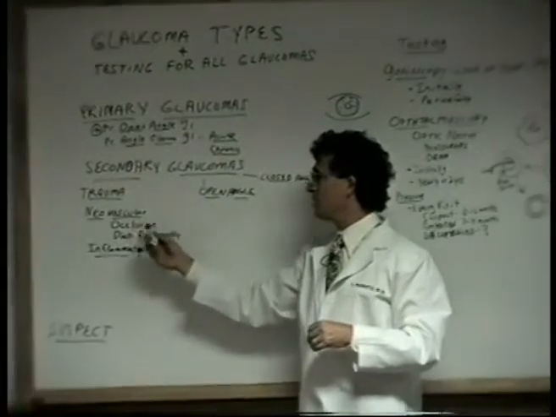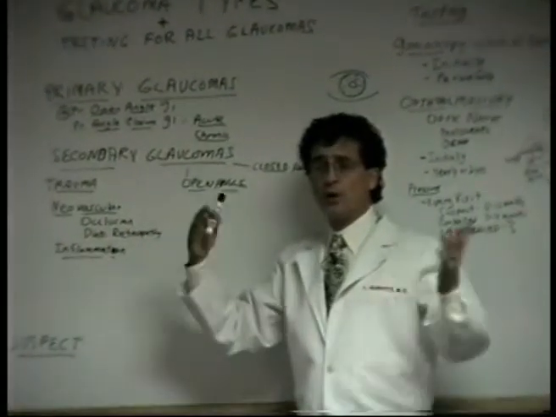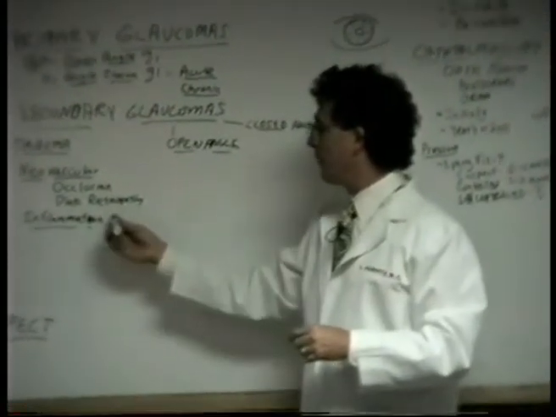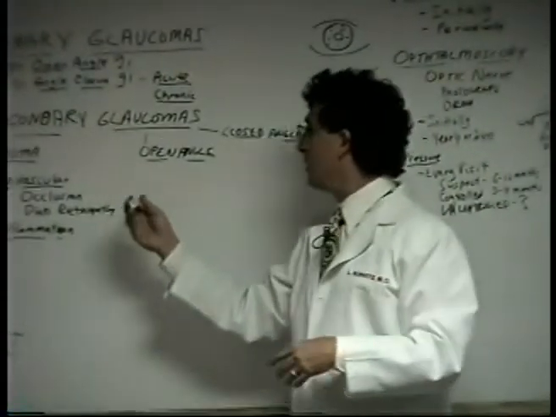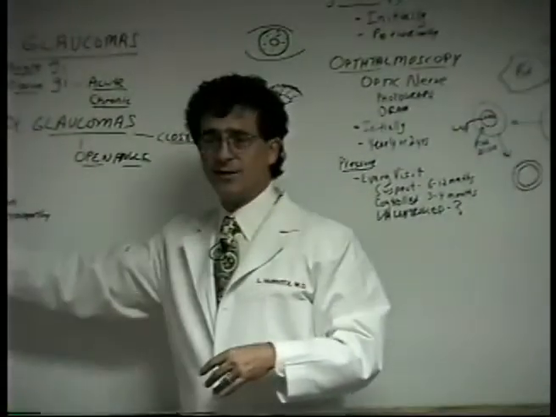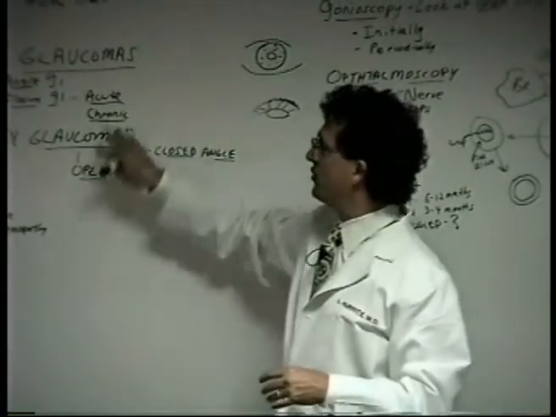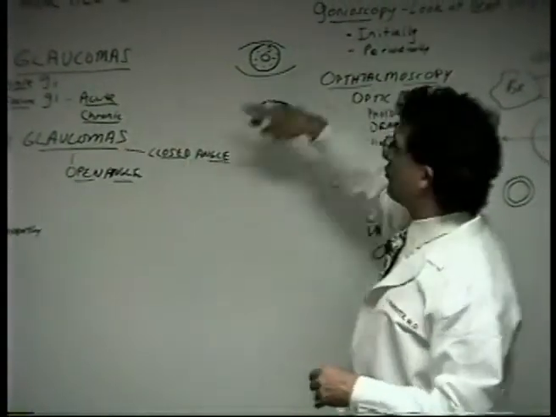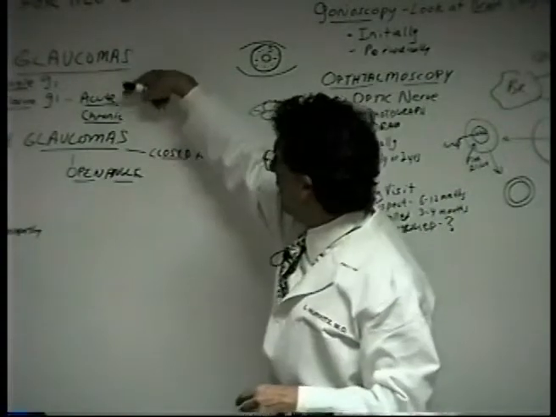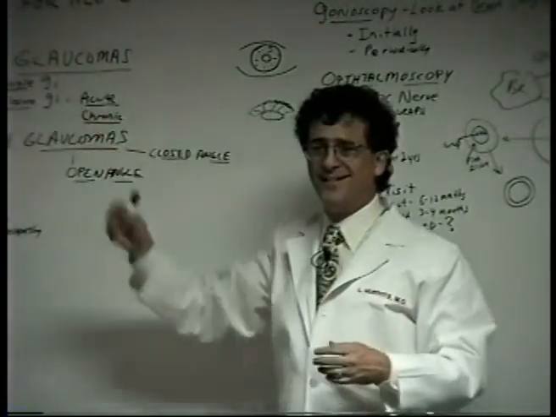If they have neovascular, you can see blood vessels growing all over the front part of the eye. If they're inflamed, you can see the inflammation. These are self-evident kind of things. It's not very difficult to figure out whether they have this or this. And then you can look and see if the drains open or closed, and you can tell whether they have this or this. So, no.